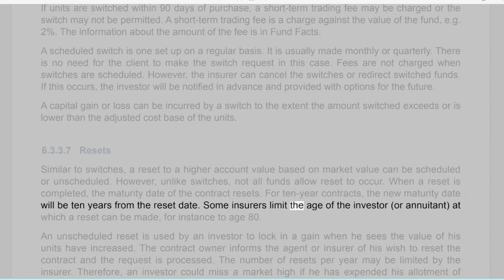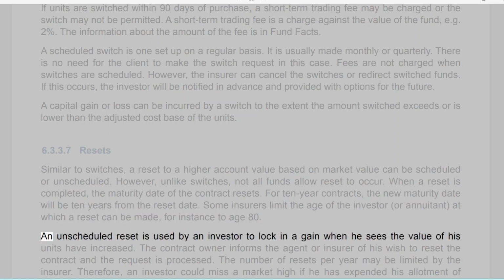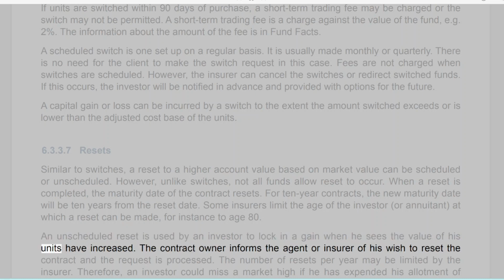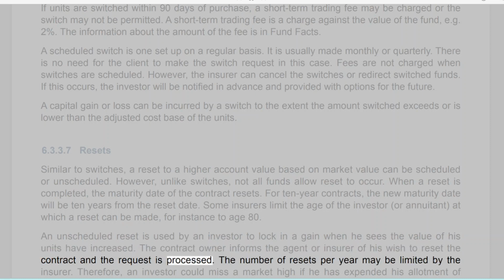Some insurers limit the age of the investor, or annuitant, at which a reset can be made, for instance to age 80. An unscheduled reset is used by an investor to lock in a gain when he sees the value of his units have increased. The contract owner informs the agent or insurer of his wish to reset the contract and the request is processed.